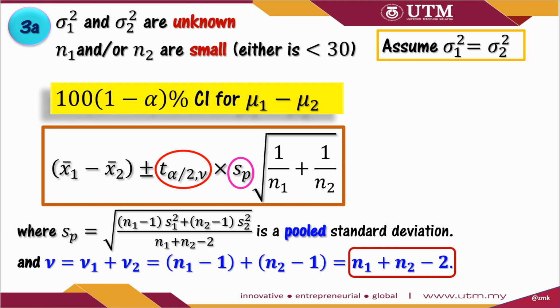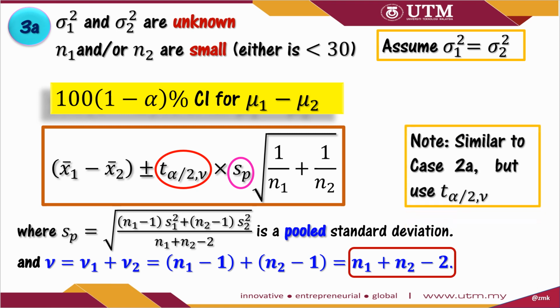Note that case 3a is actually similar to case 2a, but instead of using z-score, we now use a t-score in this case 3a. Remember, case 3a is similar to case 2a, but do not use z-score, instead use t-score in this case 3a.